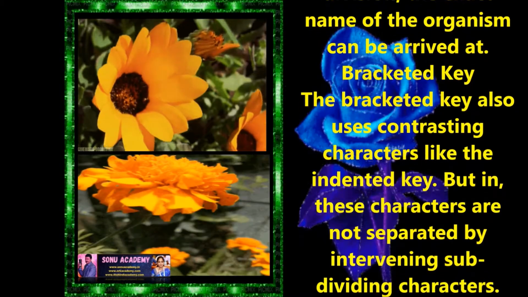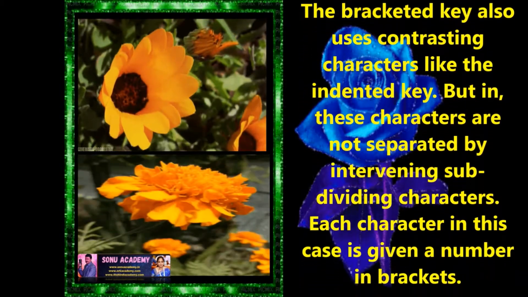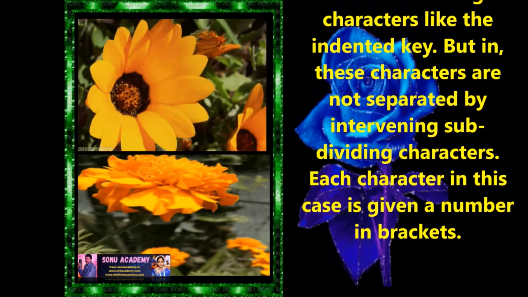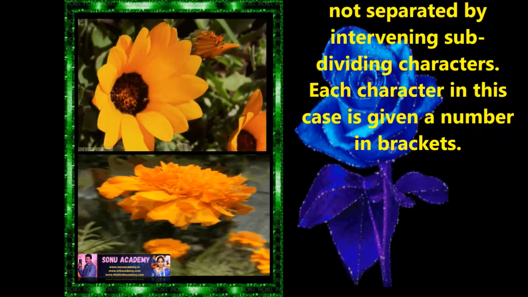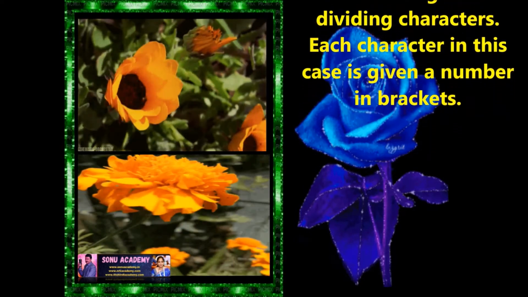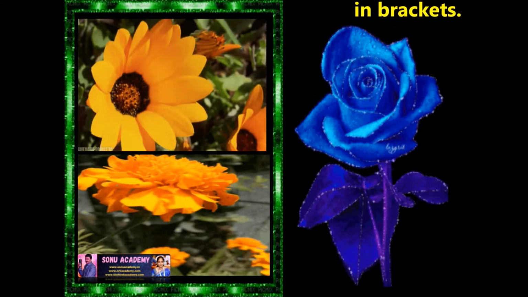The second one is the bracketed key. The bracketed key also uses contrasting characters like the indented key, but in this, the characters are not separated by intervening subdivisions. Each character in this case is given a number in brackets.